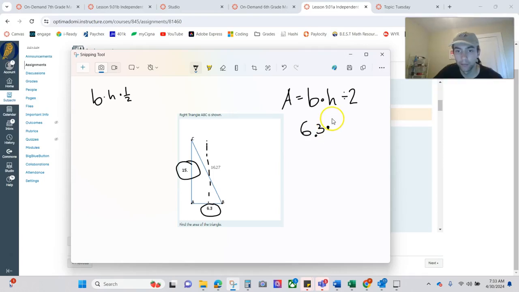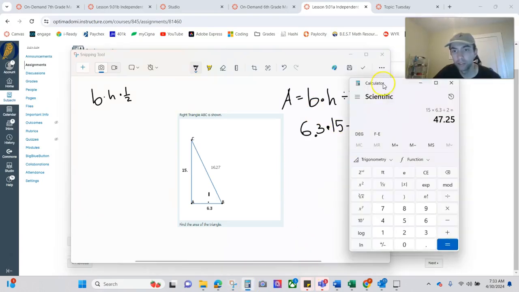Base times height is how we find the area of squares or rectangles, is it not? When we find the area of a triangle, it's like finding the area of a rectangle and then cutting it in half. That's why we divide by 2 and use the area of a square formula to help us. Now we have our base, our height, and our 2.